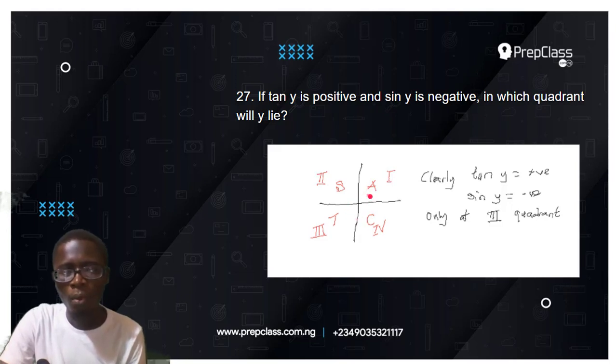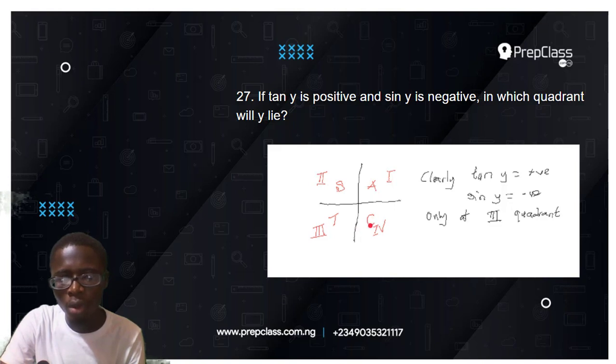One thing I want you to note here is that this question wants us to find the quadrant where our tan will be positive, but sine has to be negative. You see, at A, all these three trigonometric ratios are positive, so we take A out. And here, sine is positive, so we take it out. So we're left with two options. So you see, 50-50 here.